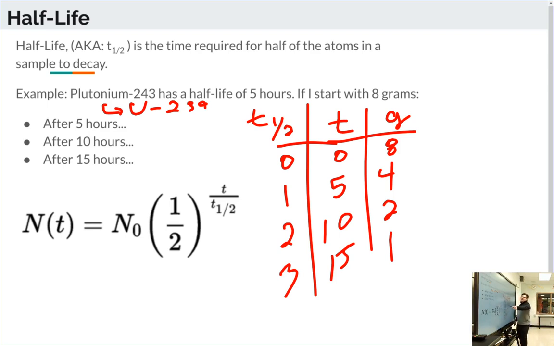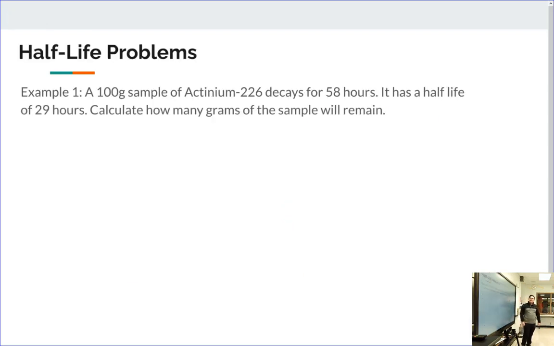So one half-life, we go from 8 to 4. Two half-lives, we go from 4 to 2. So on and so forth, and then we keep on going. All right. We're going to use this thing soon, but not for the next example. There you go, Brian. Figure that out.